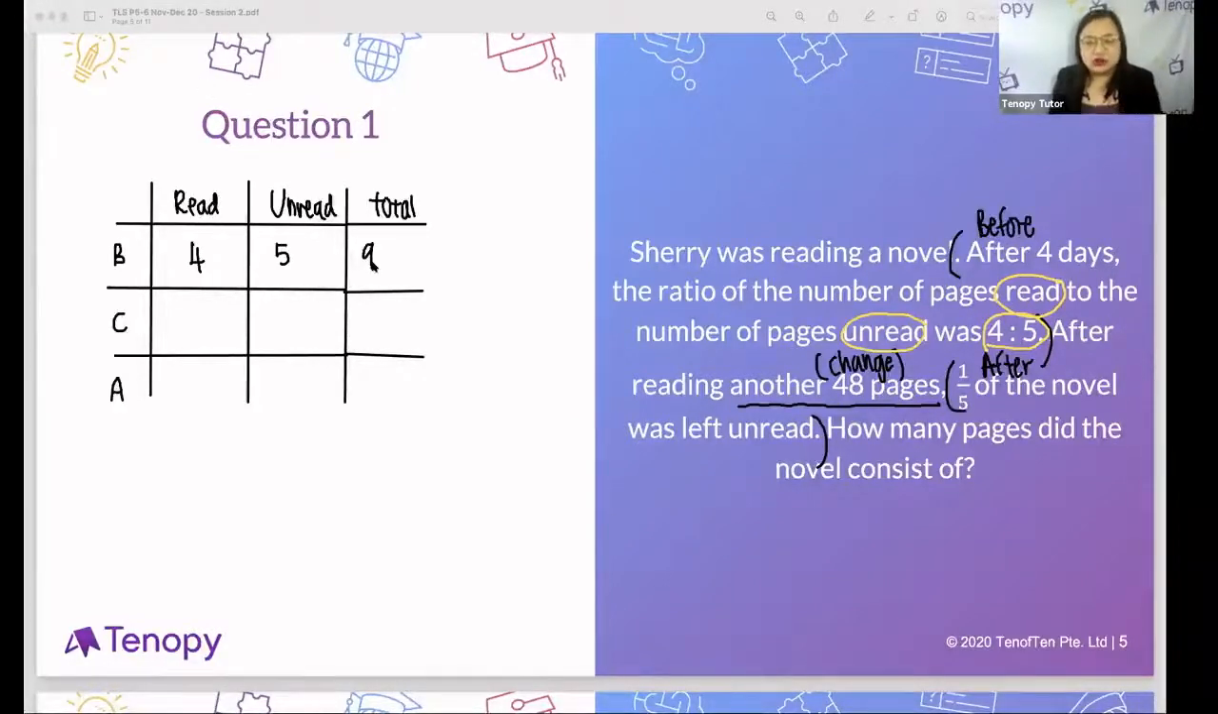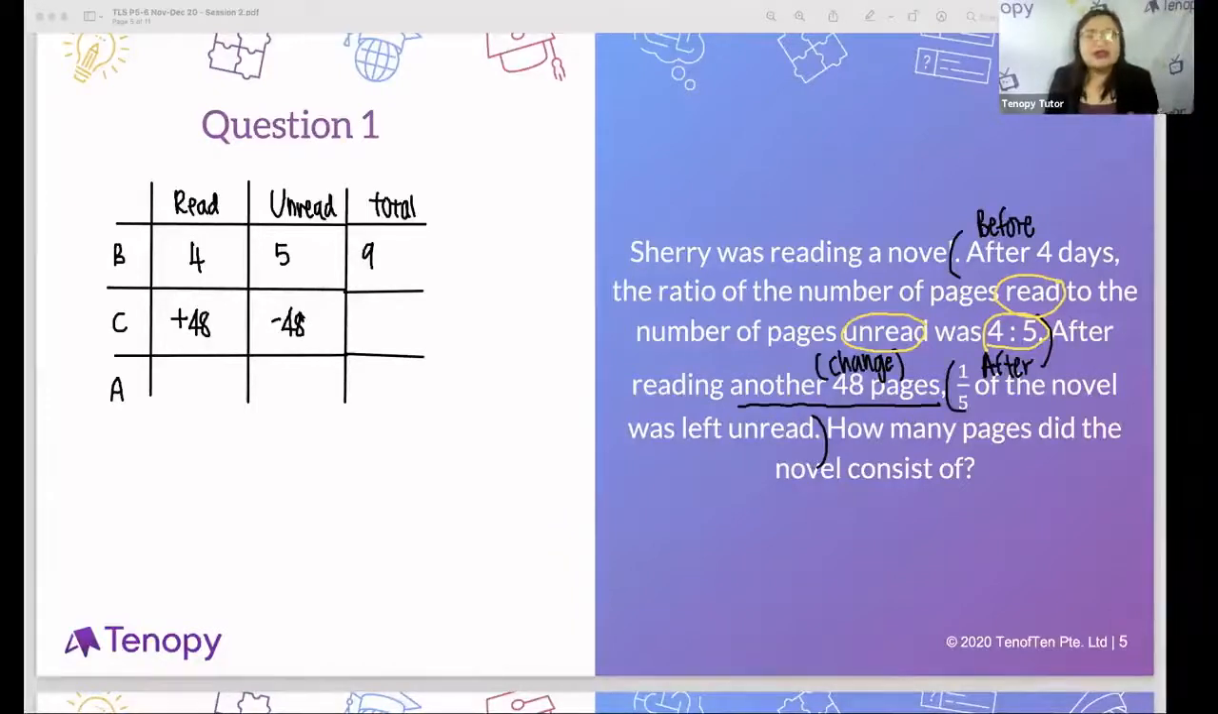So this is the total for the before. Then we look at the second part. They say after reading another 48 pages. So when you read, the number of pages that you read, you increase. So I put plus 48. The number of pages left unread will have to decrease this way.